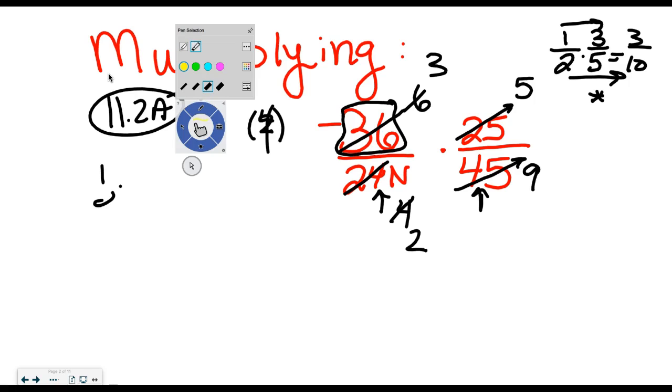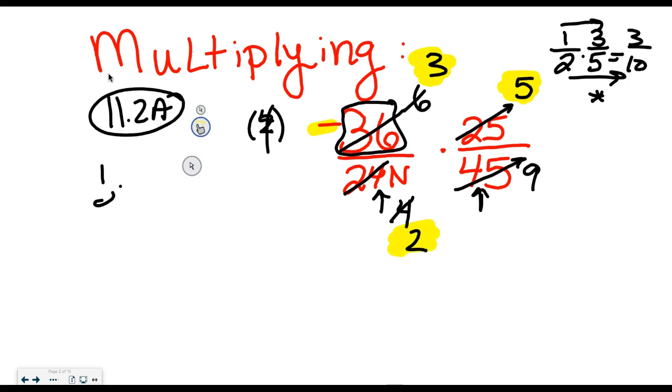All right. So let's go take a look here. The negative's left. The 3 is left. The 5 is left. The 2 is left. And the 9 is left. There's still something living in the top that's also living in the bottom. Do you see it? What can I still take out on the top? Yeah, 3. Okay, let's suppose she missed it though.